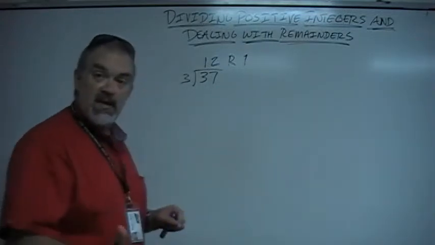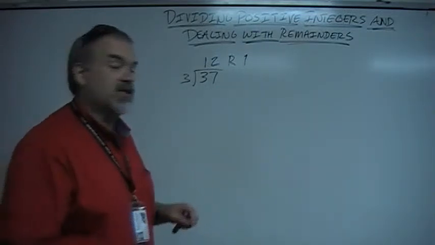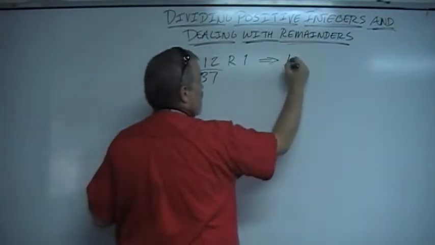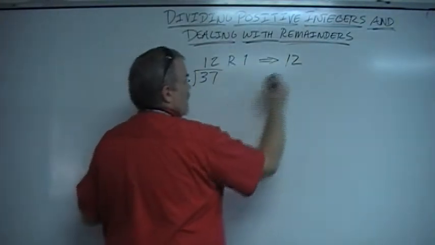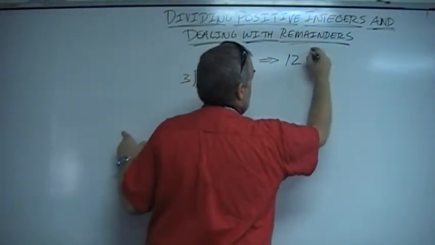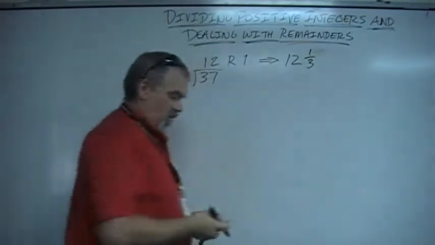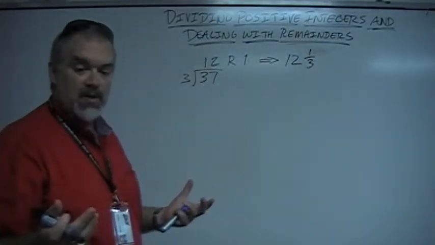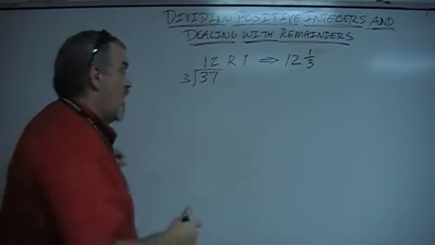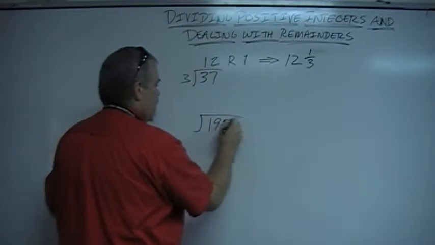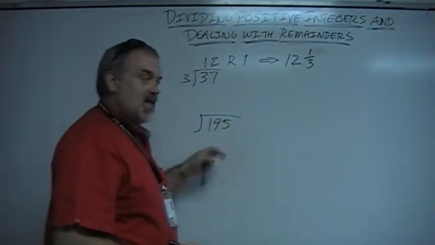or as I said a few minutes ago, we can turn the remainder into a fraction. So in this case, our answer would be 12 and 1 over 3, or 12 and 1/3. Now we can also use this same method for larger numbers, numbers that aren't quite as simple. Let's use 195. Again, that's our dividend.